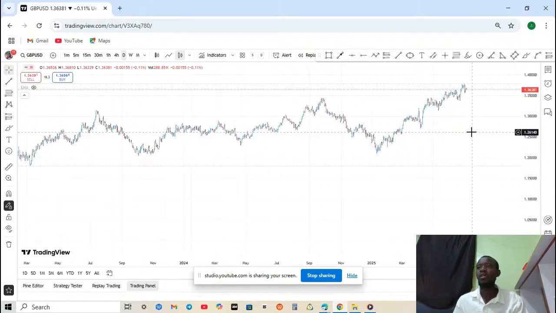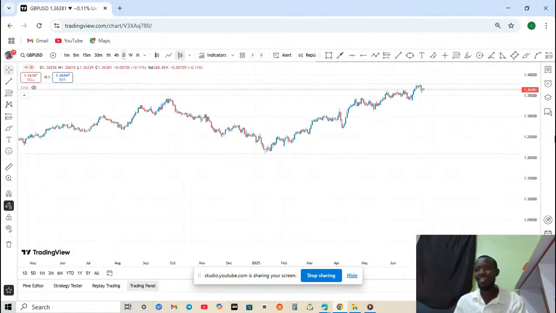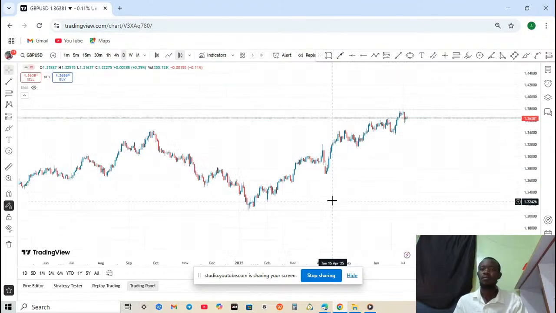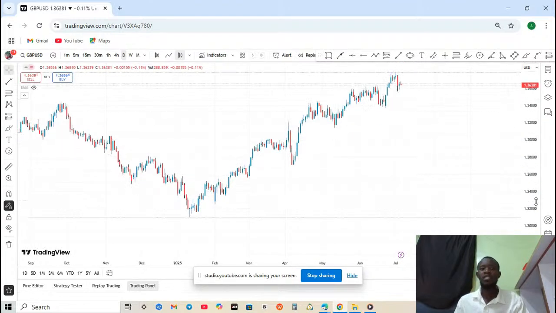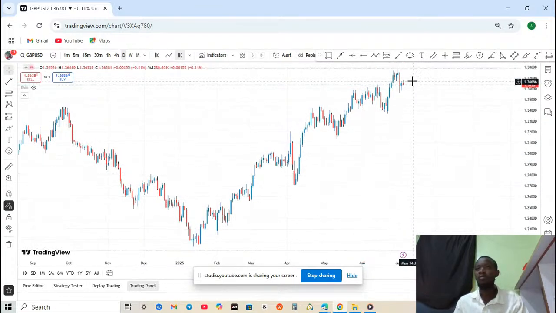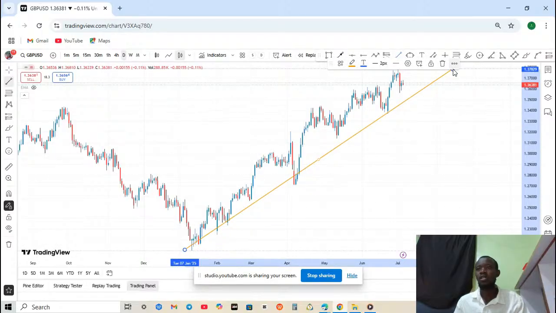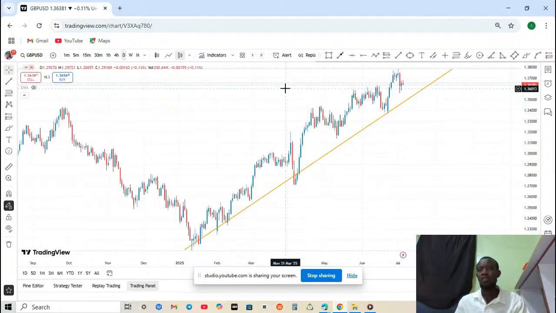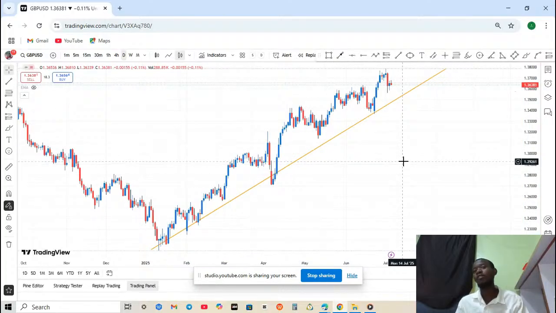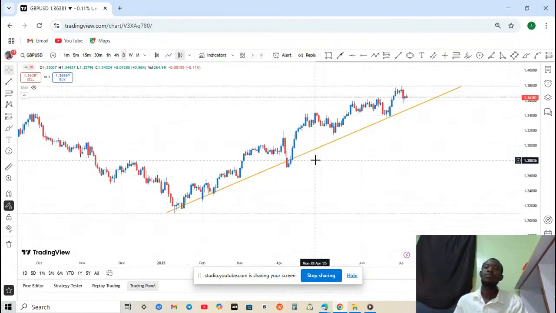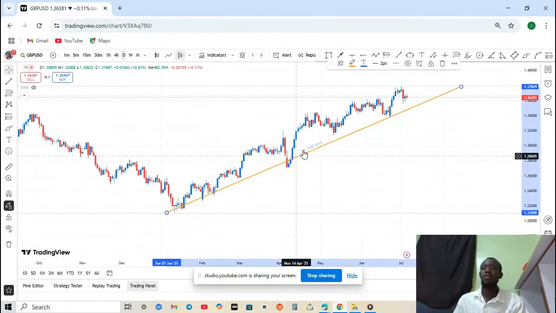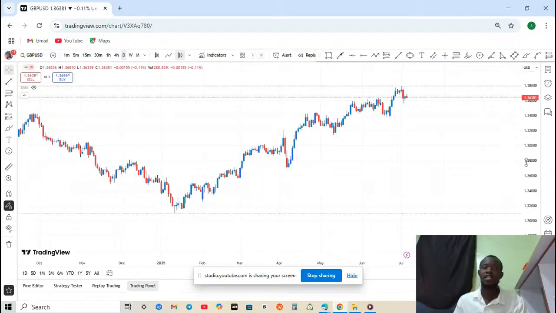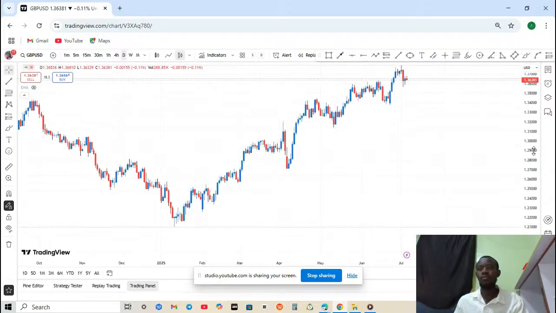The next thing I look at is what the market is doing currently. And from our chart right here, you can see the market has been uptrending. This is what the market is doing currently. So our focus here will be on the long positions if we get any.